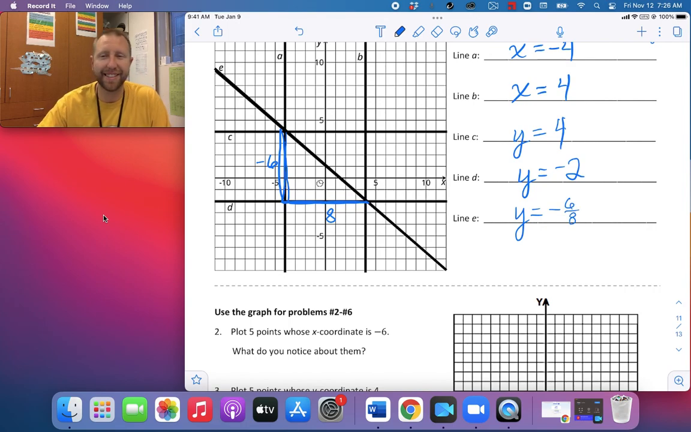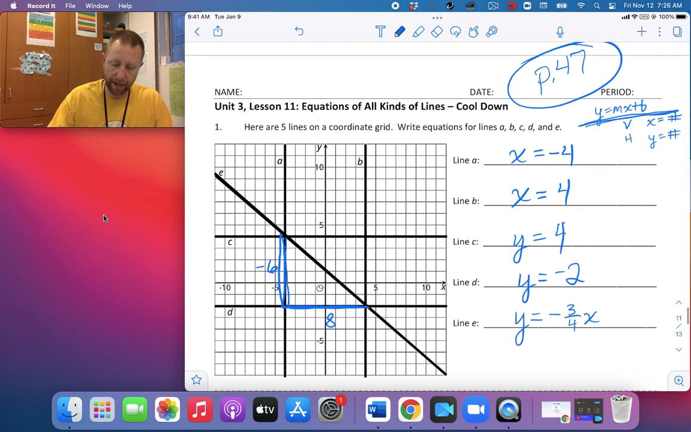but I should always simplify my slope if I can. 6 over 8, both of those are even. Divide them both by 2, we get 3/4. So I'm going to erase that and actually put 3/4 x. And then the plus b part of my equation, this ending part of my equation, is where the line crosses the y-axis.